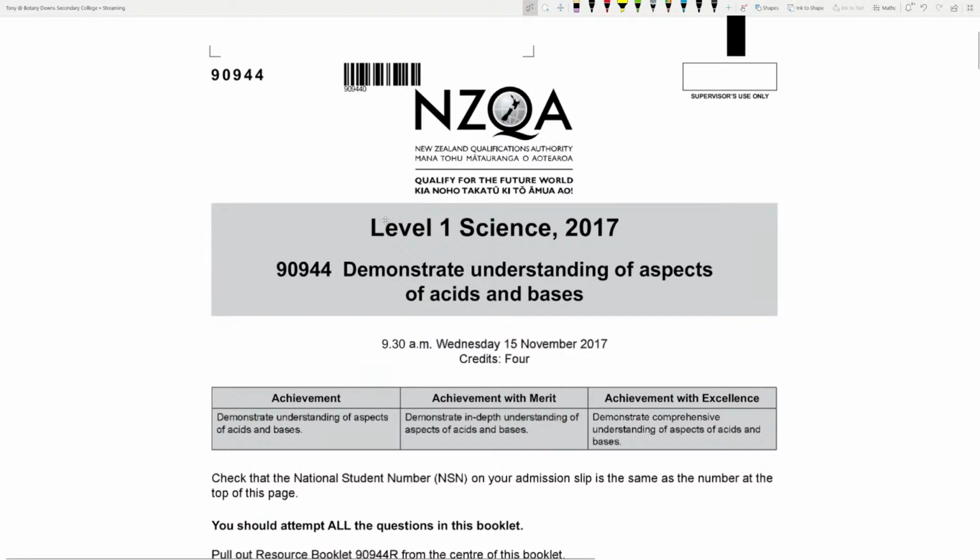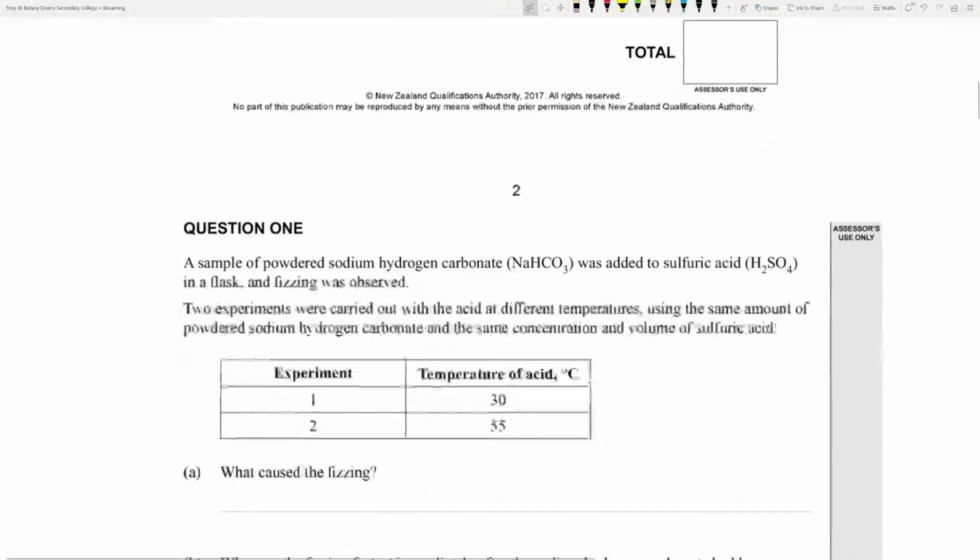Okay, so this is the 2017 Acids and Bases paper. I think I marked this for NCEA not that long ago, 5 years ago. So let's get into it.